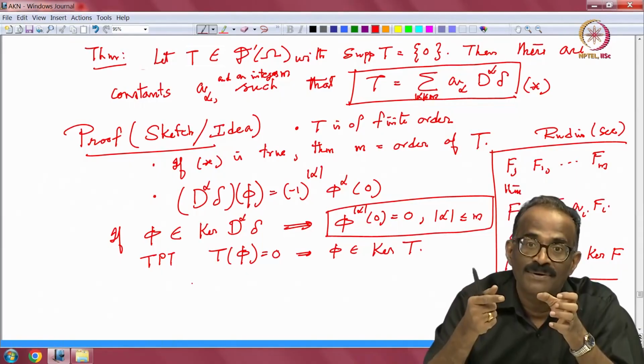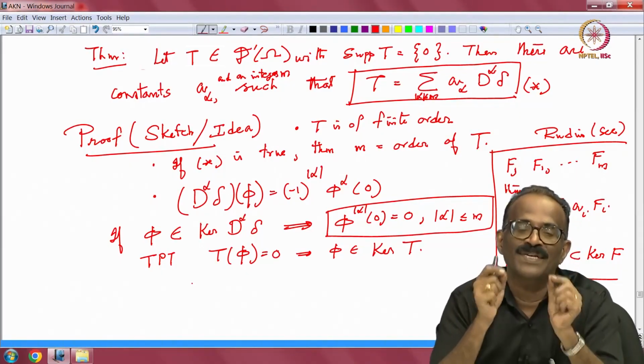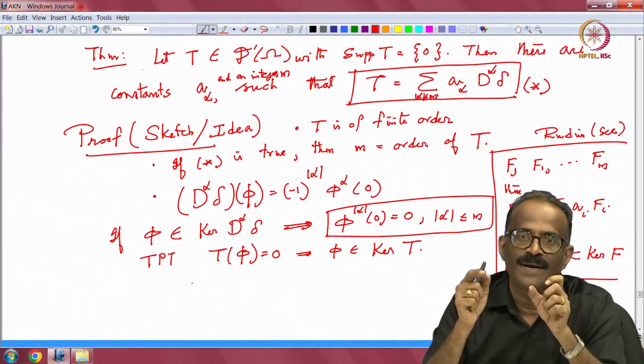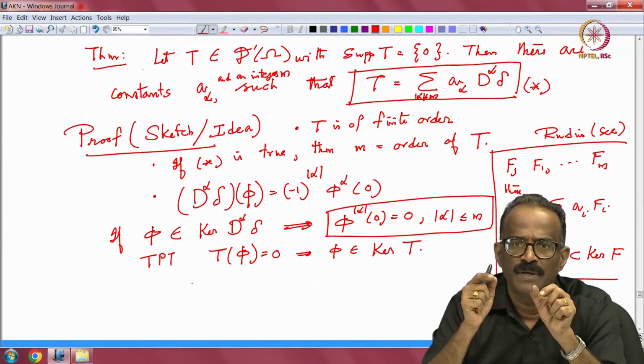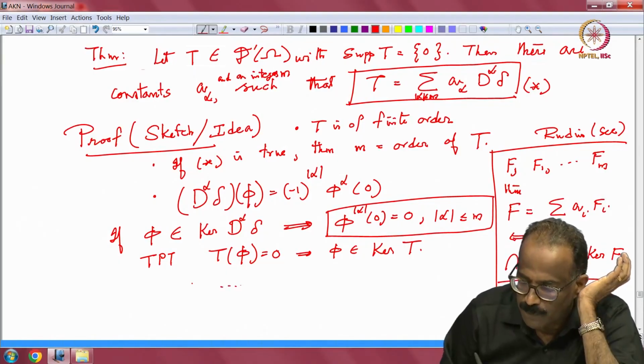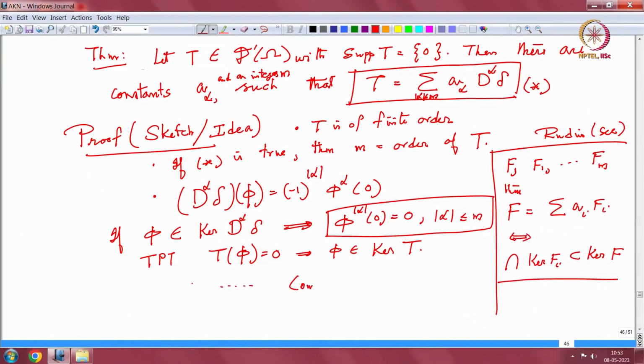So, with all that you can show that T of phi will depend only on the derivatives of phi up to order m in a neighborhood of the origin, and that means T of phi will also be small. So, you complete the proof with that. You have to write down that estimate completely, basically show that the modulus of T of phi is less than or equal to epsilon for arbitrary epsilon. That is all. So, this is a very interesting thing where you can really characterize the support of T.